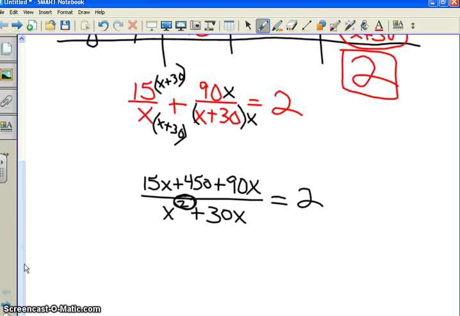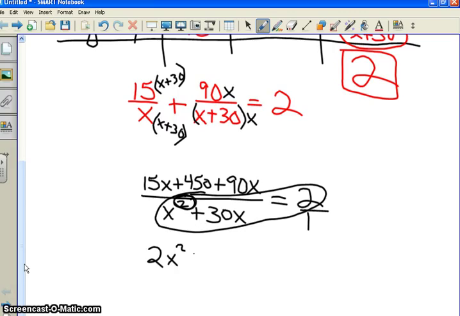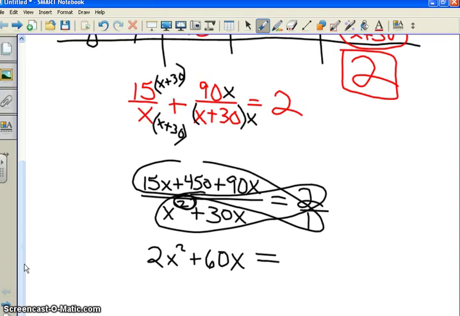Now, let's make this into a proportion so that we can cross multiply. I'll go this way first, which will turn into 2x squared plus 60x. And that's going to equal what we get multiplying the other way, which is easy enough. That's 15x plus 90x, which is 105x, and then plus 450.